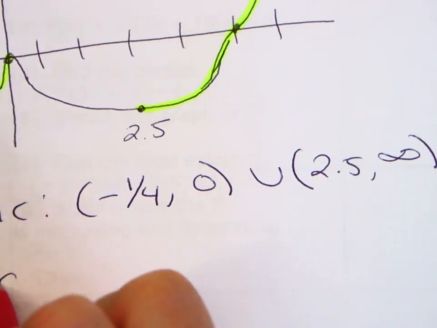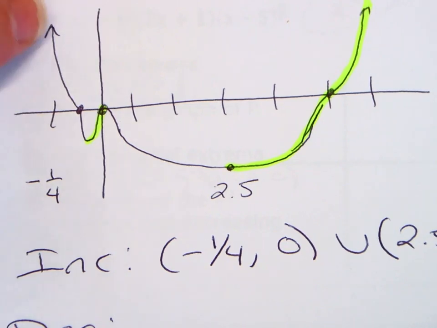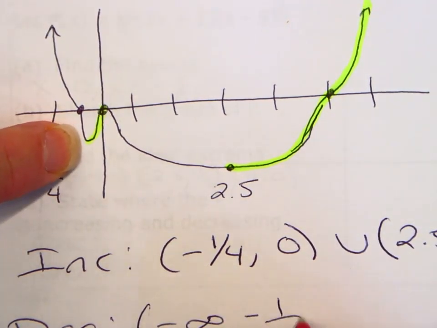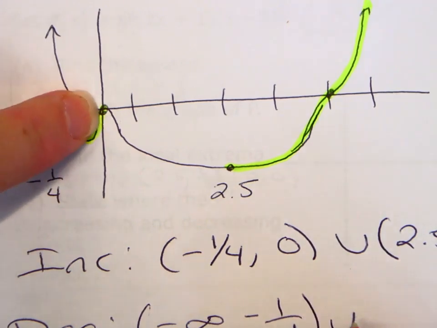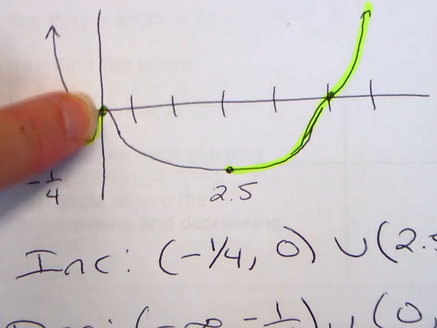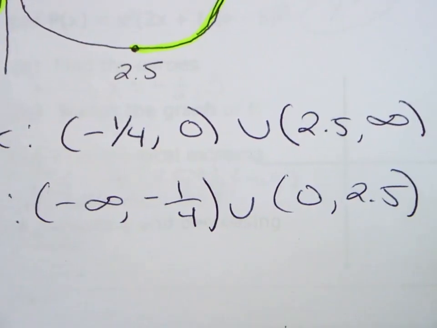Decreasing. Everywhere else. The top arrow is negative infinity. It stops at negative a quarter. Union. Starts again at 0 to 2.5. And we're done. All right? I know these are kind of rough. I know. Last one.